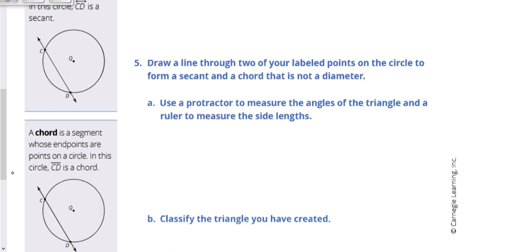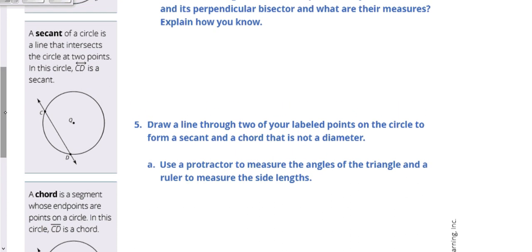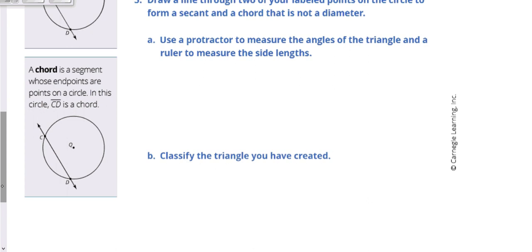Okay, now we need to draw a line through two of our labeled points on the circle to form a secant and a chord. So kind of yesterday you went through some vocabulary. Here's the definition of a secant. A secant is a line that intersects the circle at 2 points. And it's a line, so it goes through. It doesn't stop. It doesn't have endpoints on the circle. It just intersects the circle. A chord is a segment whose endpoints are points on the circle.